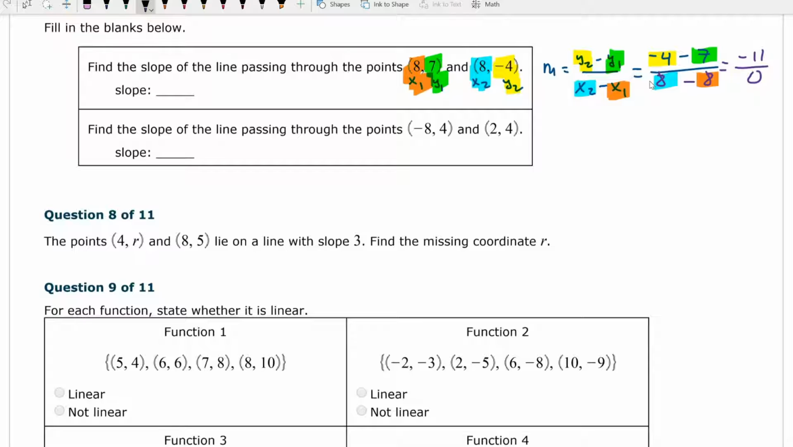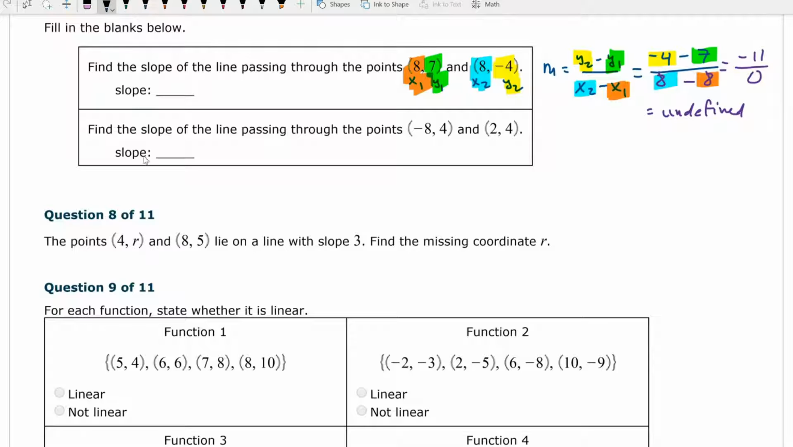Negative 11 divided by 0. If you plug it in the calculator, it will say math error. If you have 11 pizzas and you share them with no one, not even yourself, you're going to throw that pizza away. It doesn't make sense. We call this undefined. Again, if you plug it into the calculator, it says math error, which means undefined.